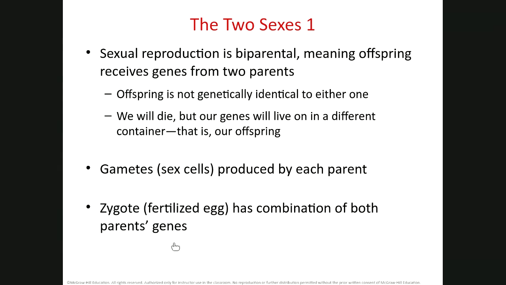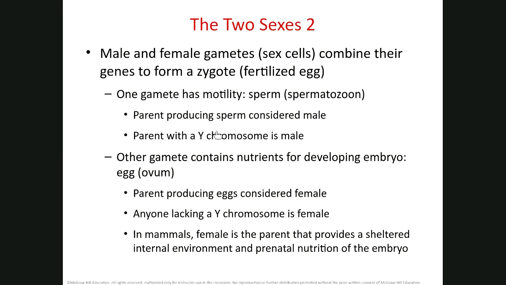The egg, which is fertilized, is called a zygote, which is a combination of both parents' genes. The male and female gametes combine their genes to form this fertilized egg. One gamete is the sperm, which has the Y chromosome. The other gamete is the egg, which has the X chromosome. And when they combine, you will have the fertilized egg.